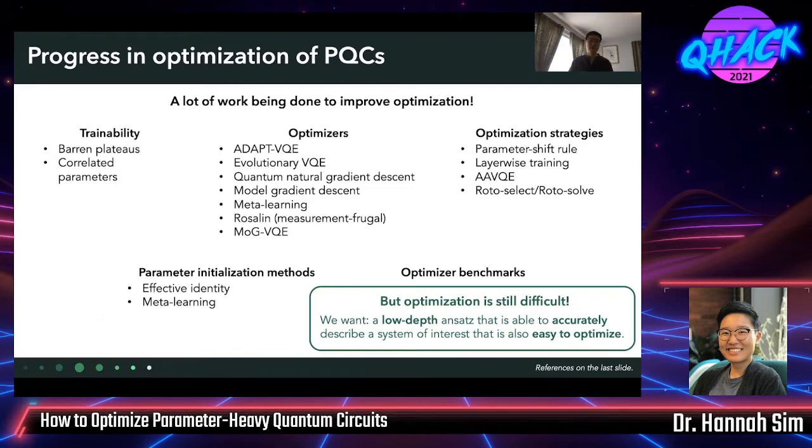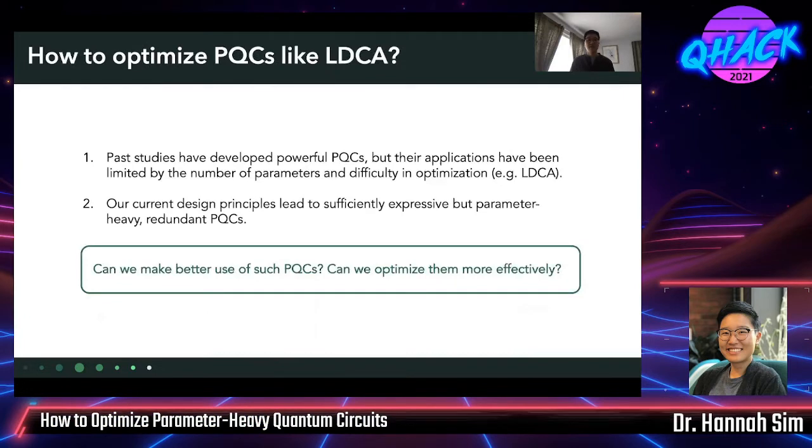And this is because I noted 2 things about current PQCs. Number 1, past studies have developed powerful PQCs, but their applications have so far been limited by the large number of parameters and the corresponding difficulty in optimization, an example being circuits like LDCA. And number 2, the way that we're currently designing circuits, for example, by placing single qubit gates on every qubit, followed by some pattern of entangling operations, and repeating that over and over again in a layering scheme, leads to sufficiently expressive, but also parameter heavy and redundant circuits.